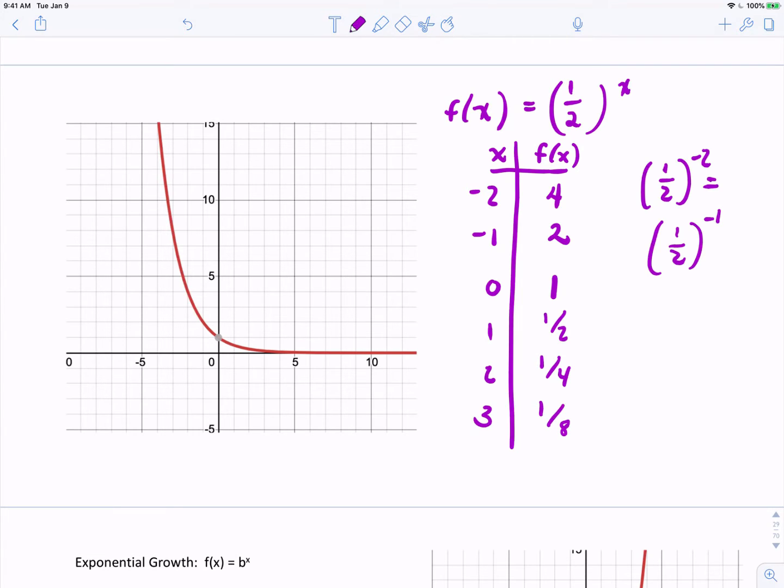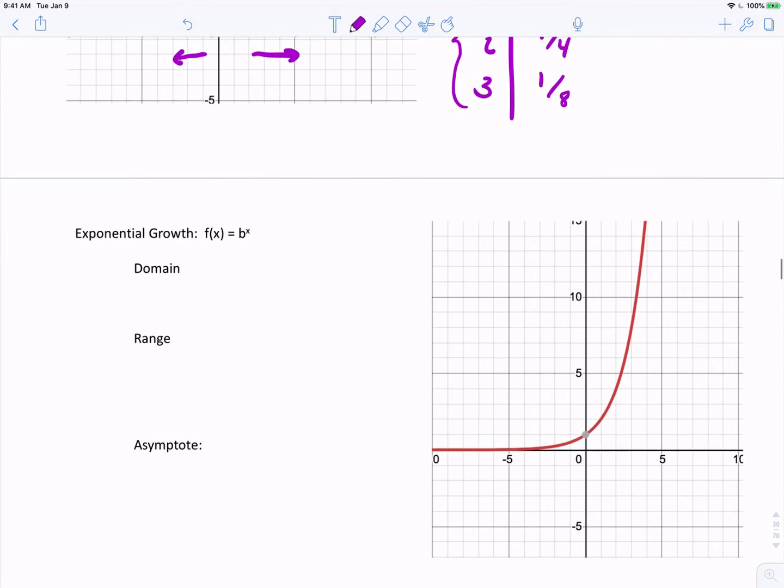So you can see that as x approaches negative infinity, the values of this function are getting greater and greater. As x approaches positive infinity, the values for the function are getting smaller and smaller. And again, the function is going to pass through the point (0, 1).